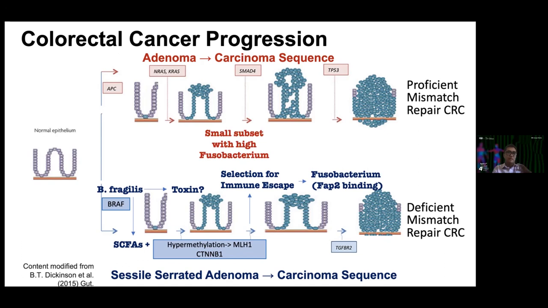Similarly, we see inside of the adenoma carcinoma sequence a small subset that have very high Fusobacterium that we think may be playing a different role in that setting. And we see Fusobacterium overall, its strongest association is really with the sessile serrated adenoma. And if you include just all the proficient mismatch repair colorectal cancer, the association actually goes away for the most part, except for these strong outliers with very high Fusobacteria.